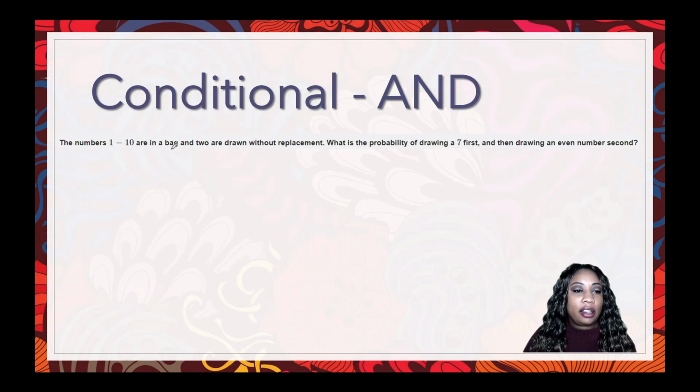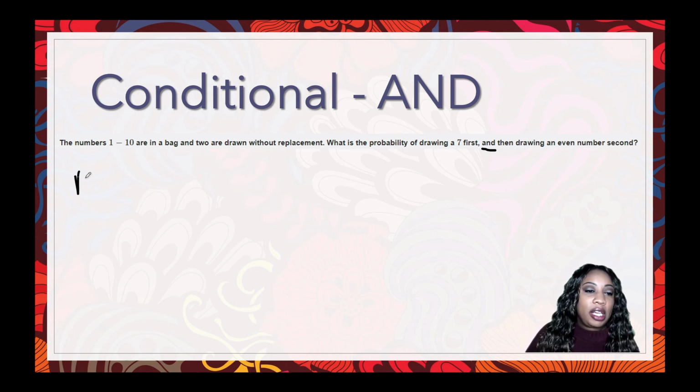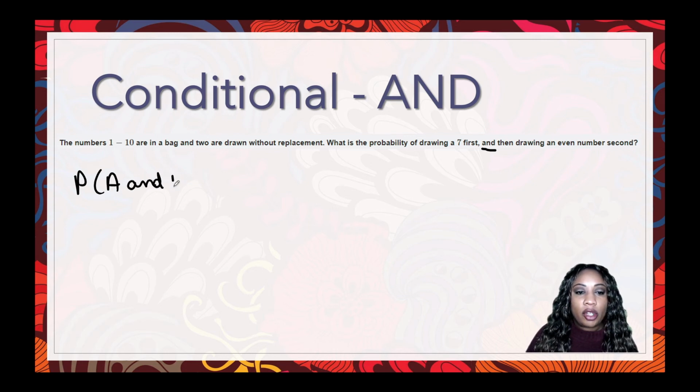All right, let's look at the next question. And I'm going to go straight to the question. What is the probability of drawing a 7 first and then drawing an even number second? So it's going to be an and problem. But it's going to be a little different formula-wise, even though we're technically going to do the same thing.